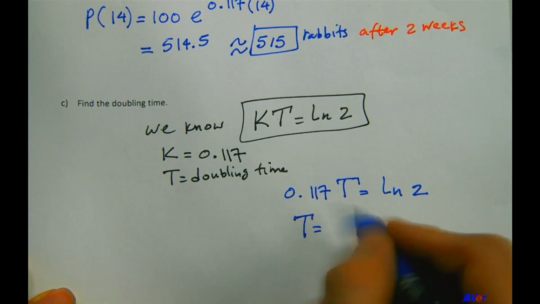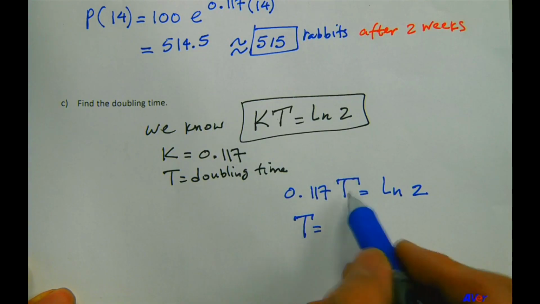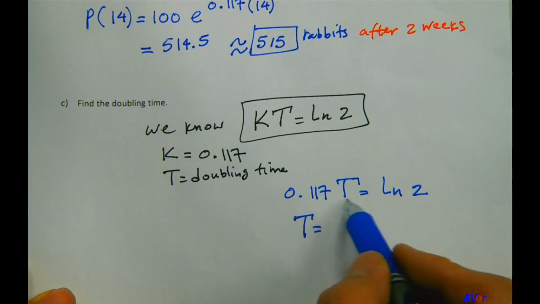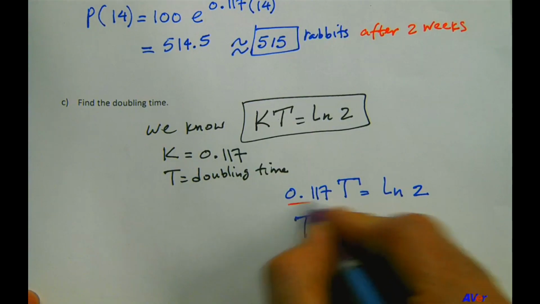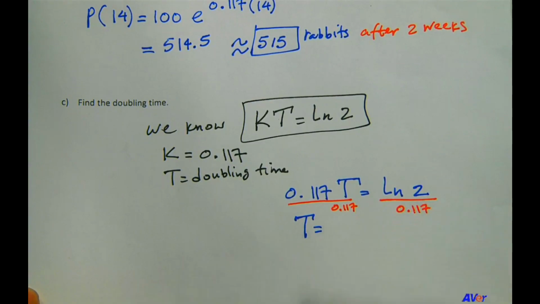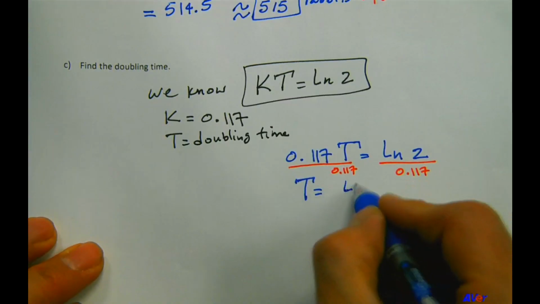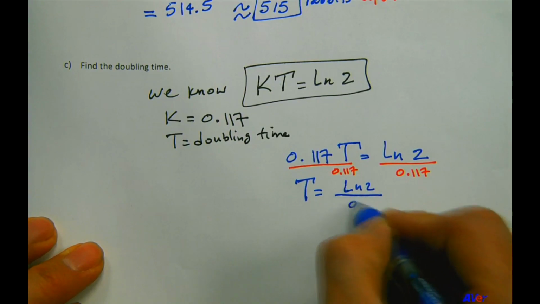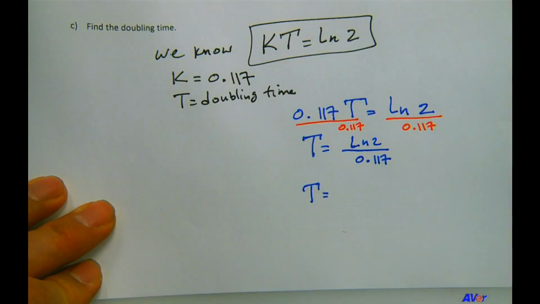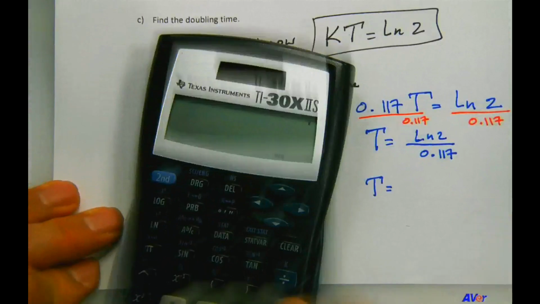So t is equal to, right? We're solving for t. So we need to isolate t. Is t isolated? No, it's got a 0.117 next to it. So what do we do? We divide both sides by 0.117 to get rid of that and to isolate t. Okay, so therefore we have t equals natural log of 2 divided by 0.117. This is a word problem, so we need to calculate the value of t. And let's do that here.